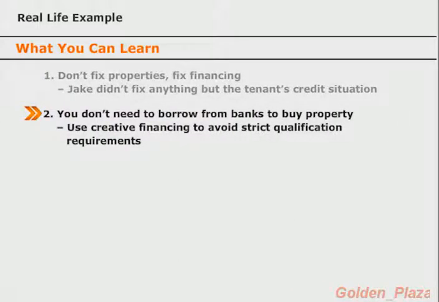The second thing we can learn from Jake's example is that you don't need to borrow from banks to buy property. See, anytime you go to a bank for a loan, you have to deal with their strict policies and qualification requirements. And if you don't fit their mold, you're out of luck. But we don't need to worry about banks because we understand that with creative financing, we can turn a higher profit by investing less money and not risking our own credit.